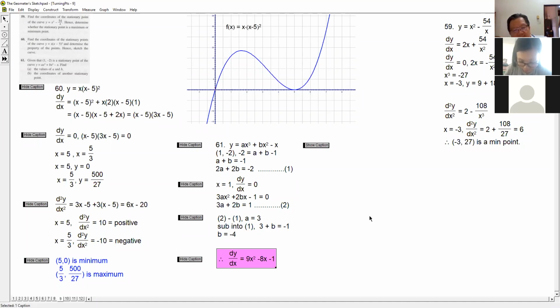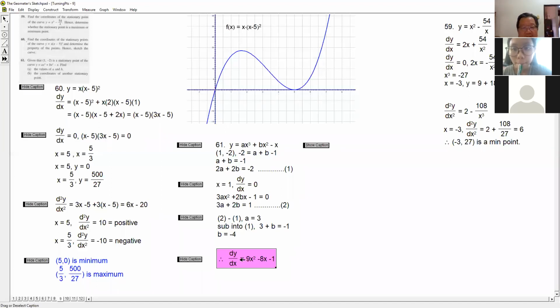Why do we need to find dy dx? How do you know that we need to find dy dx? Now you look here, the question asks for the coordinates of another stationary point. You are given one stationary point, so you need not find this 1, -2. But actually, this is a cubic equation, like the graph drawn here, which has two turning points, and you're only given one. So you have to find the other turning point.